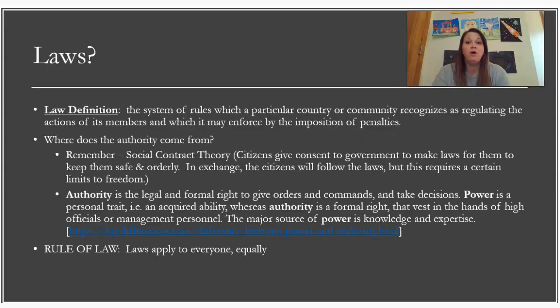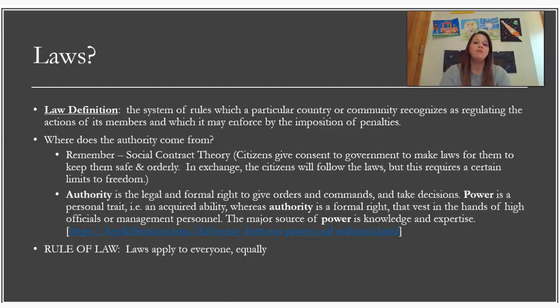So let's talk about laws. What are laws? So we know that the three branches of government can make, enforce, and interpret them, but let's talk about actually what they are by definition. So by definition, a law, or laws, are a system of rules that a country uses to regulate the actions of its members or control them. And of course, they're going to have to be able to enforce them through penalties or punishments.